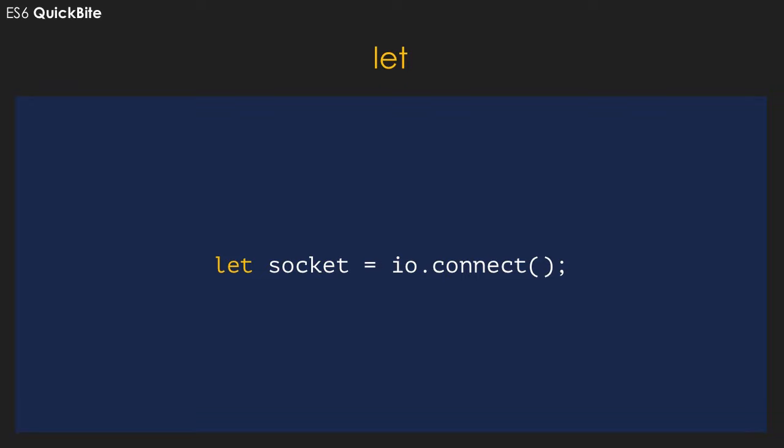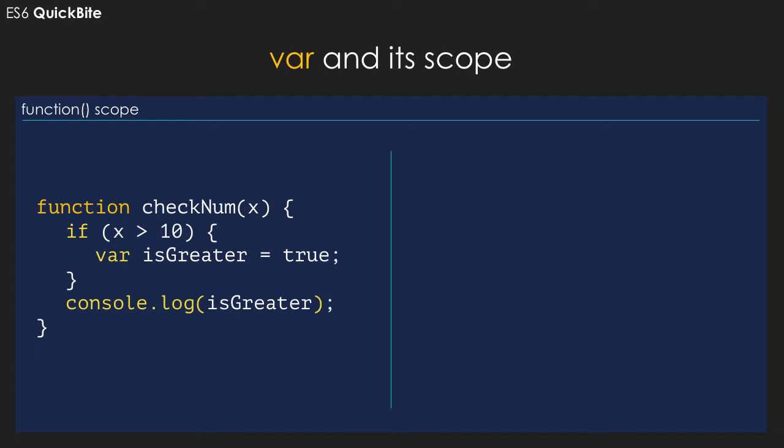Let's quickly see how it's different from the age-old var keyword in JavaScript. Let, as opposed to the var keyword, produces block scoped variables. Here's an example that will help us understand how the block scope differs from the traditional function scope that var produces. So here we have a function called checkNum which accepts a number through a variable called x, and if the number is greater than 10, it uses the var keyword to declare a variable called isGreater which is set to the value true. This variable is then console logged out.